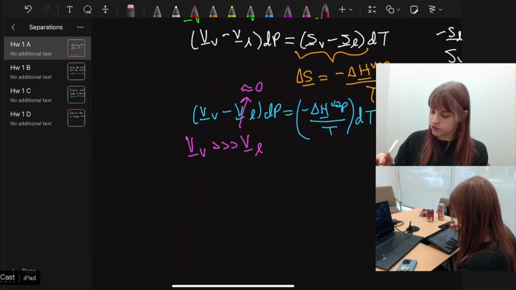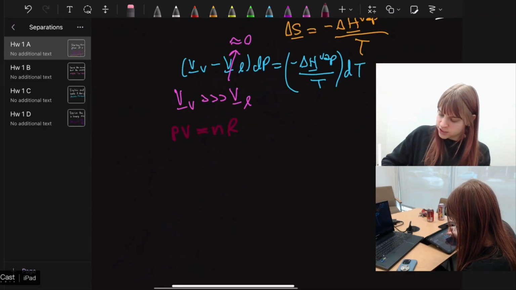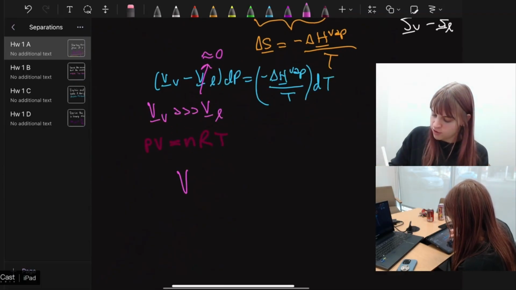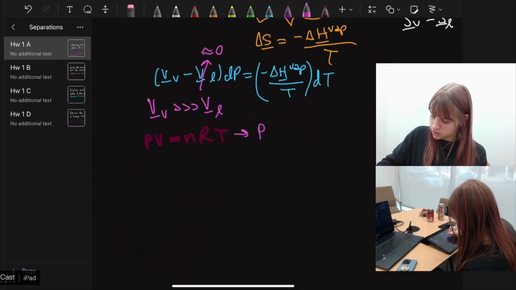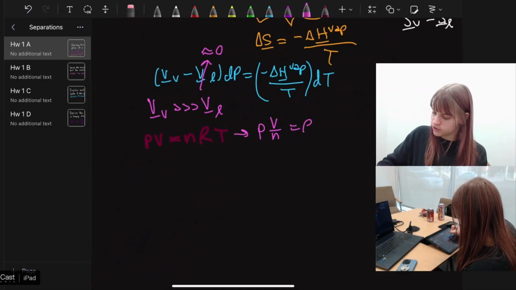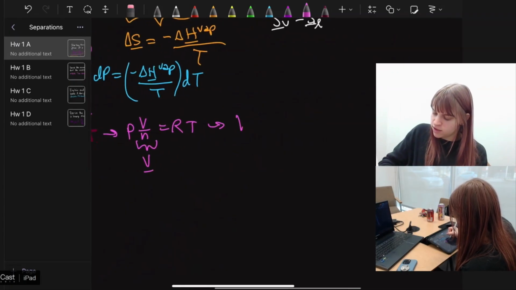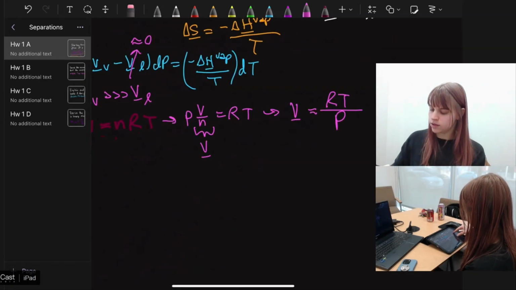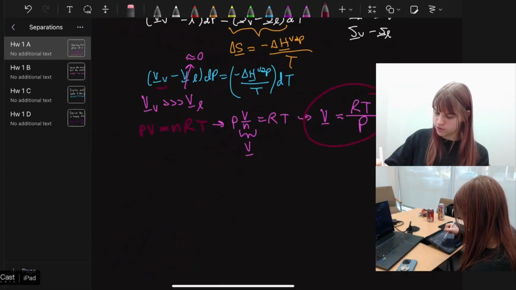Since this is an ideal gas, we can use the ideal gas law. PV equals nRT. And since I have been expressing this in terms of a molar volume, I'm going to rewrite this as PV over n equals RT. This is just the molar volume. So I can say that the molar volume is equal to RT over P, R being the universal gas constant. Now that we have that, we can plug this into here.